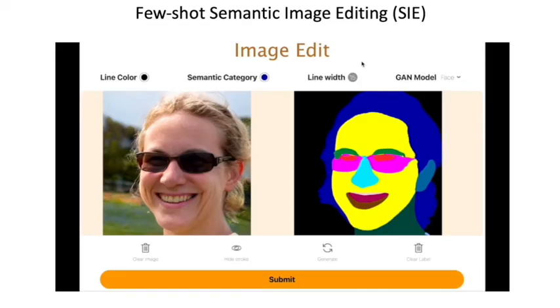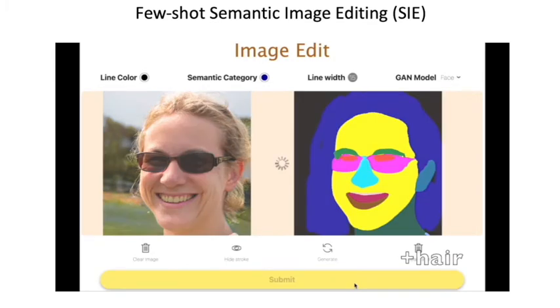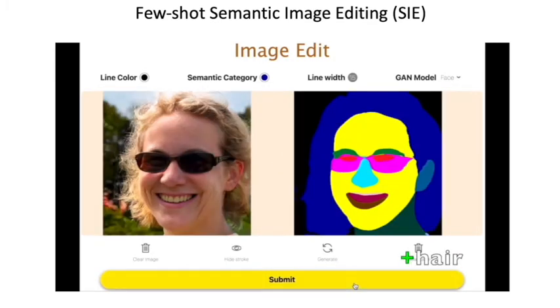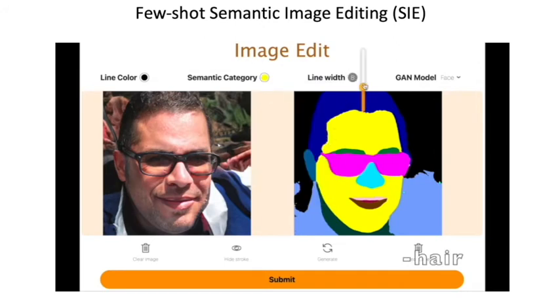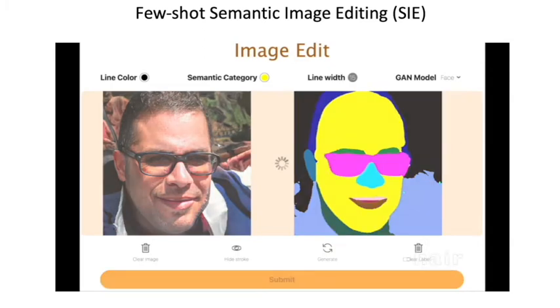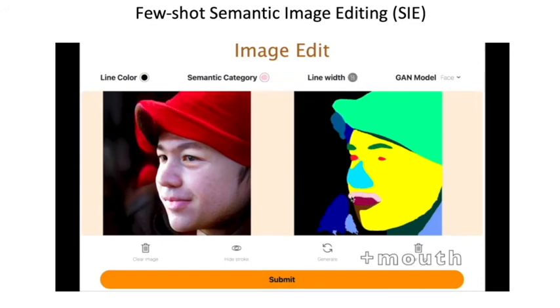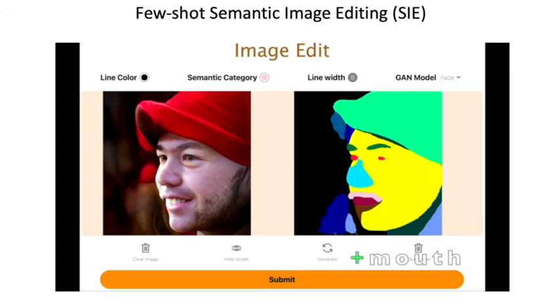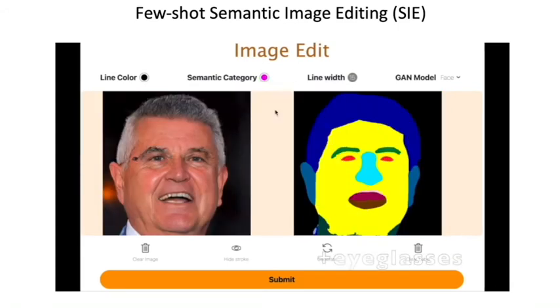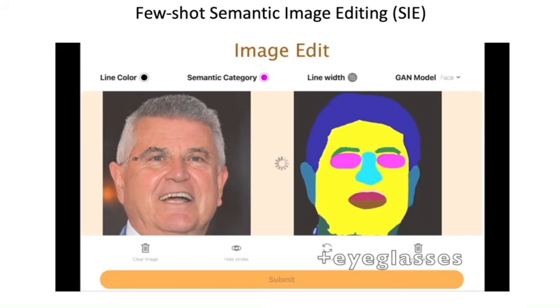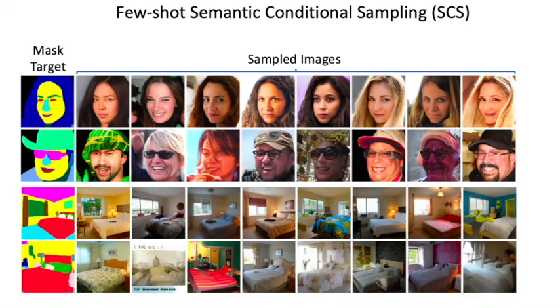The first application is semantic image editing. In this video, we present the editing result using the LSE trained with 8 annotations. When the user wants to edit a generated image, he can draw on the semantic mask extracted by the few-shot LSE. In this example, the user tries to remove the hair, and the editing is successful. The proposed few-shot SIE supports diverse semantic editing operations, including changing the hair shape, mouth shape, and even accessories like eyeglasses.